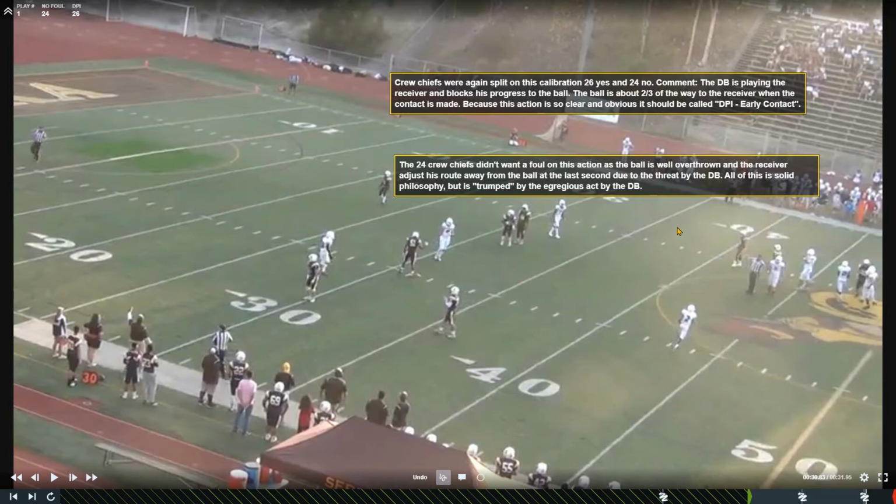Okay, so I think Steve is saying, yeah, the ball's overthrown. Yeah, he changed his route, but you can't let the DB get away with that. All right, let's move on. And again, this is opinion. You guys discuss and figure out how you're going to handle situations like this.